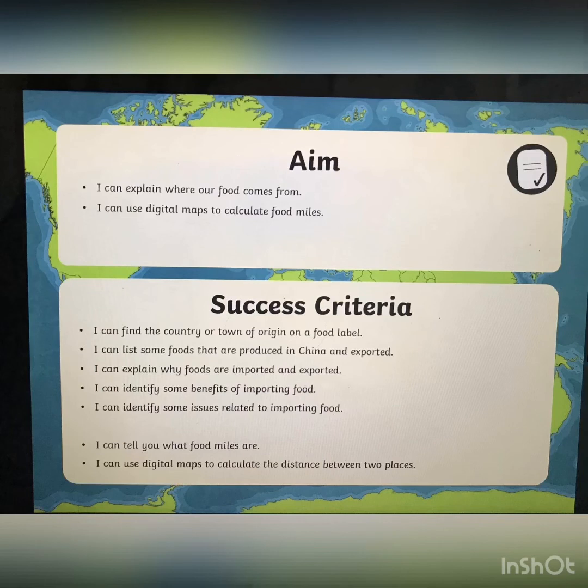So, what have we learned today? You should be able to explain where our food comes from and use a digital map to calculate the food miles using the website. You should be able to find the country or town of origin on the food label that we bought. You should be able to find some of the produce that China produces and exports around the world. You should be able to explain why foods are imported and exported, and talk about the benefits and some of the issues about importing foods. Don't forget, you should be able to tell others what a food mile is and use the digital map to calculate the distances between two places.